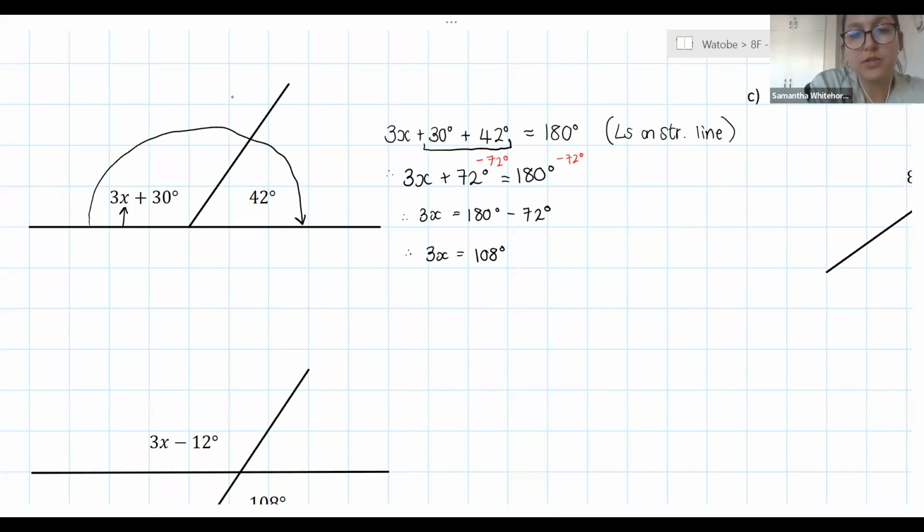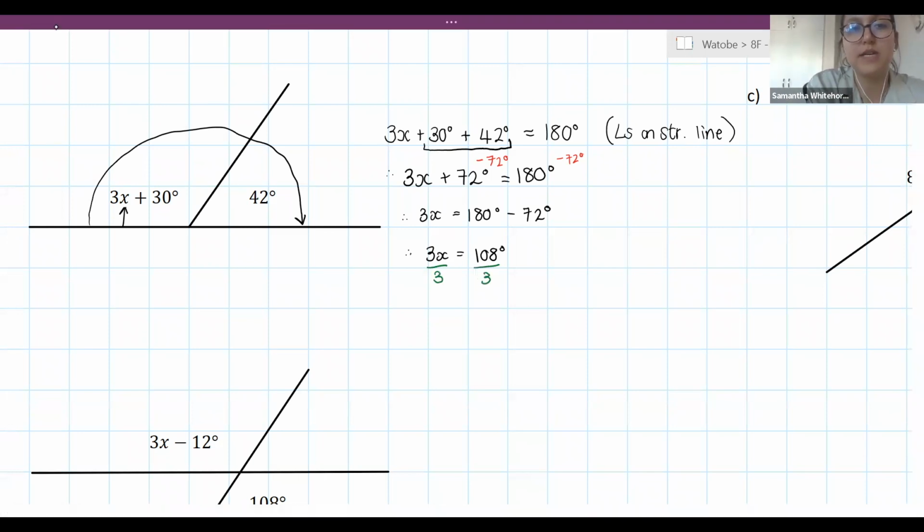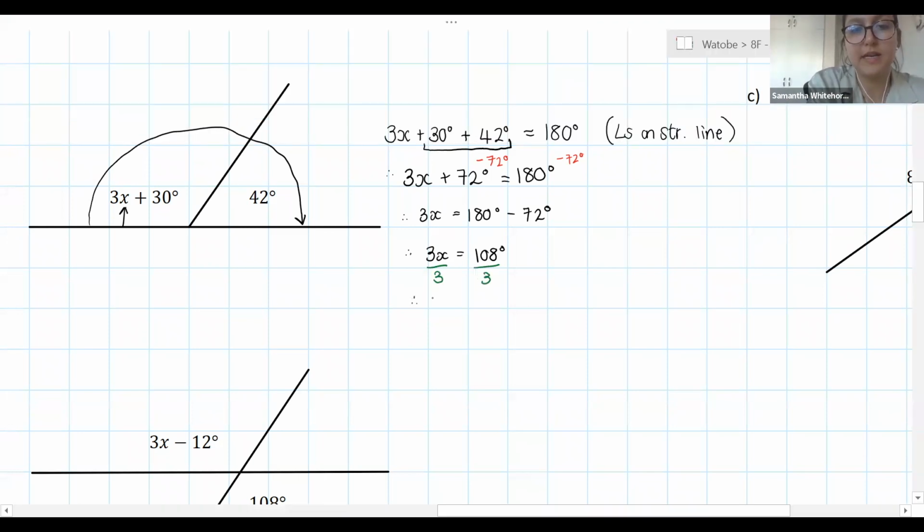So guys, we don't want this 3 in front of the x. We just want x alone, which means I need to divide both of those sides by 3. And so I end up with 3x divided by 3 and 108 divided by 3. Lungile, can you tell me what 108 divided by 3 is?